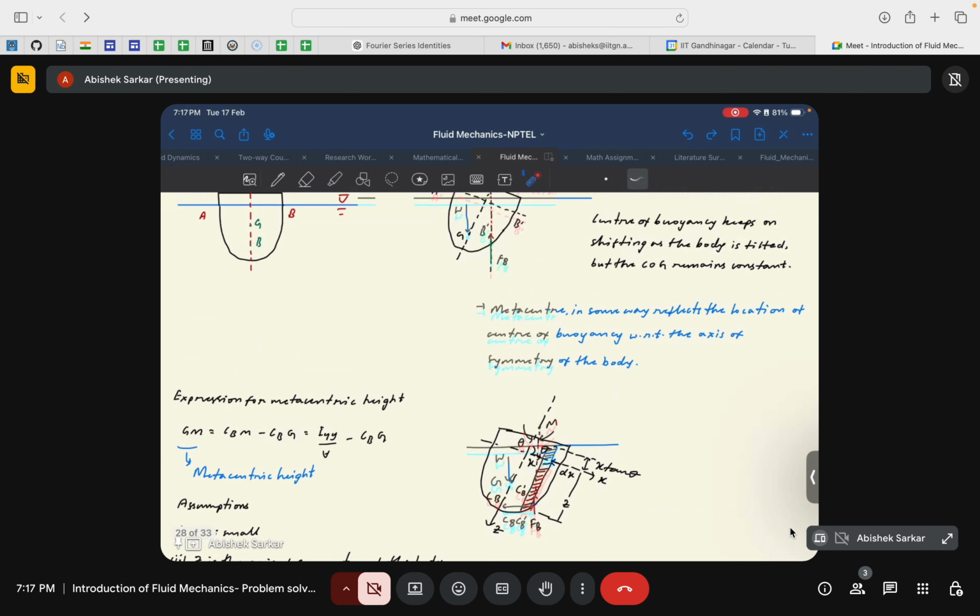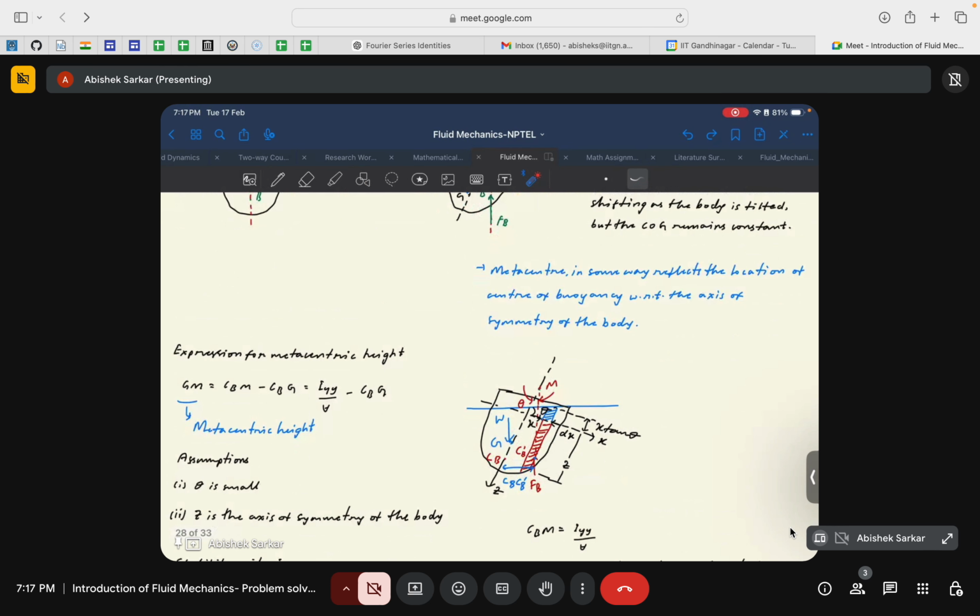So if I look into this diagram, from here you can find GM to be equal to CB M minus CB G, where CB M minus CB G is equal to Iyy by the submerged volume V minus CB G. So CB M is given by Iyy by V, where V is your submerged volume.